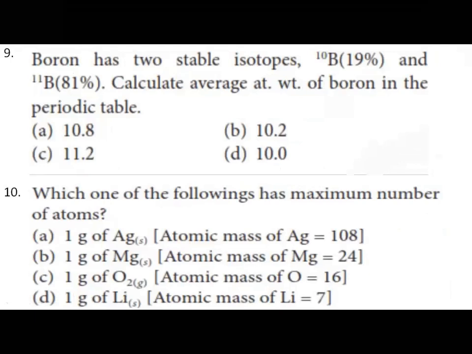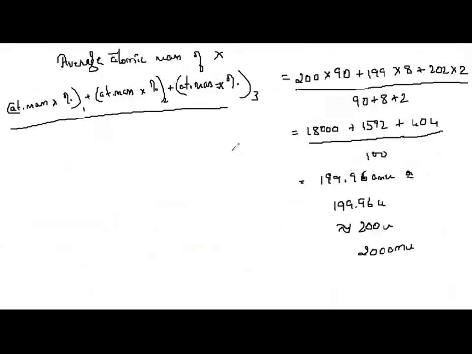Next one. Boron has two stable isotopes. Boron 10 is 19% and boron 11 is 81%. Calculate the average weight of boron in the periodic table. Same question as we have discussed previously. Yes, I will use the same formula. So I can write here average.